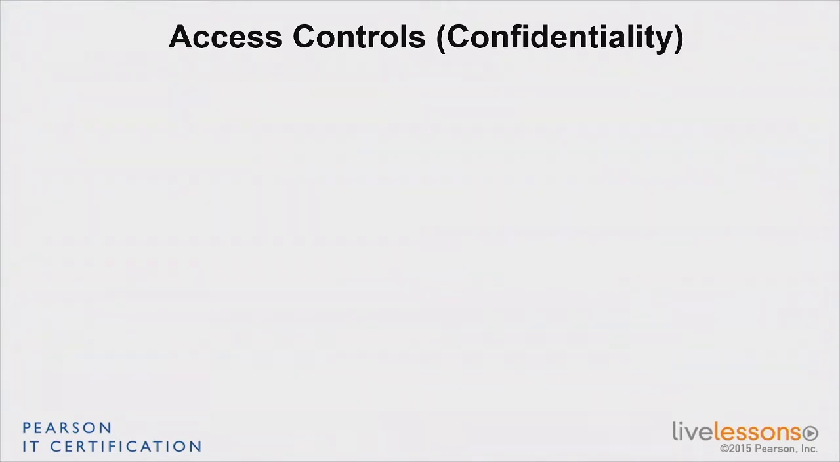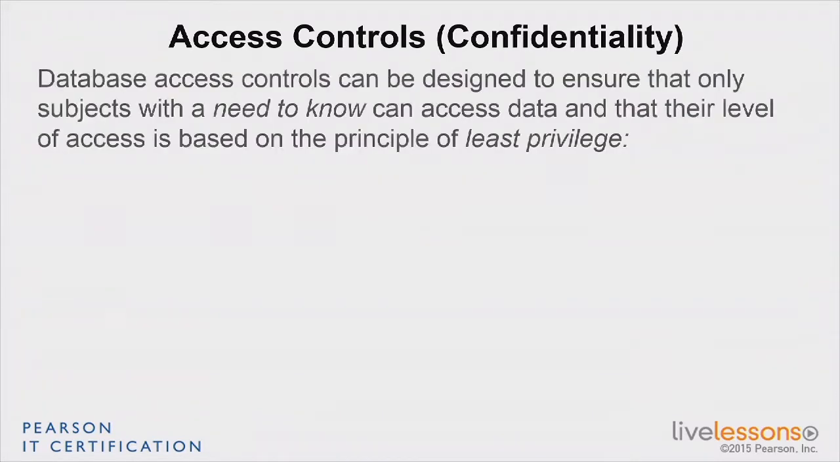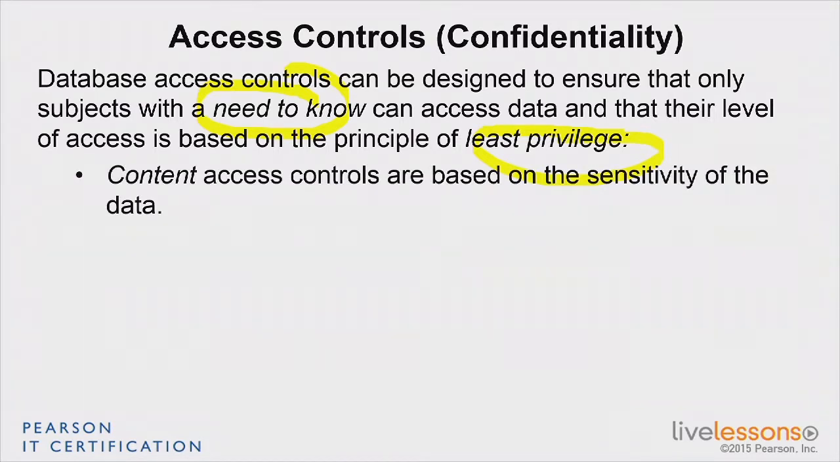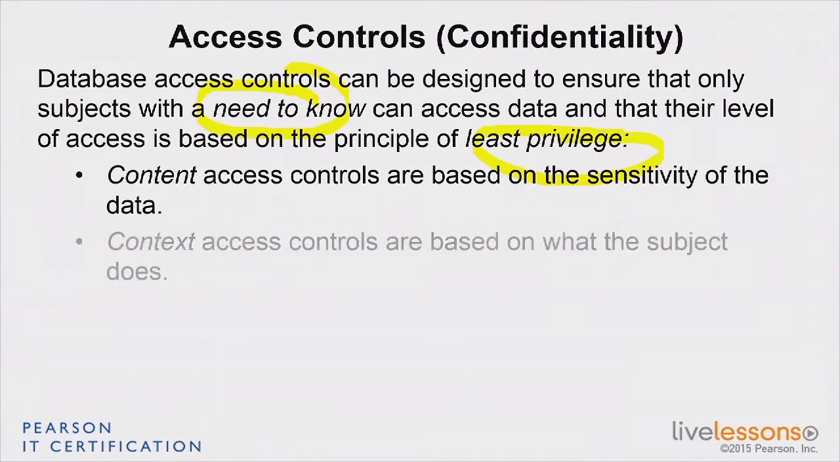And then we have access controls for confidentiality. Many of these access controls we're going to talk about should look very familiar to you. The database access controls can be designed to ensure that only subjects with a need to know, so again the need to know we've been talking about all through this course, can access data, and that their level of access is based on the principle of least privilege. So once again, need to know and least privilege. Content access controls can be enforced, and those are based on the sensitivity of the data. Context access controls can be enforced, and those are based on what the subject does, or subject actions.